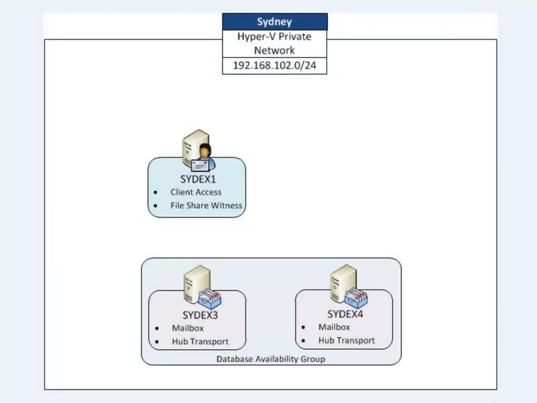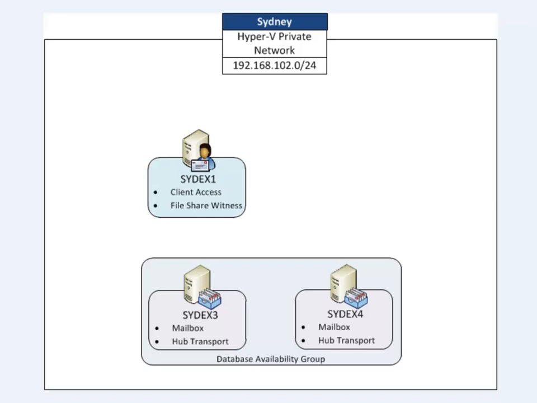Now when we have a two-node database availability group, so that's a DAG with only two members, there is no majority. If one of those servers goes down, the other one cannot make a majority decision because the other DAG member only makes up 50% of the overall DAG. So that's where the file share witness comes into play. It's an additional server that isn't a member of the DAG necessarily, and it helps in that voting process by basically providing another vote.